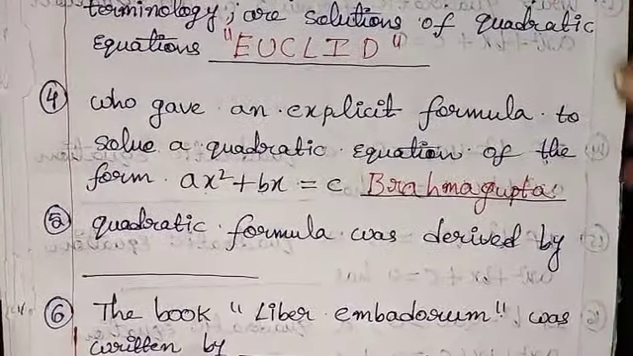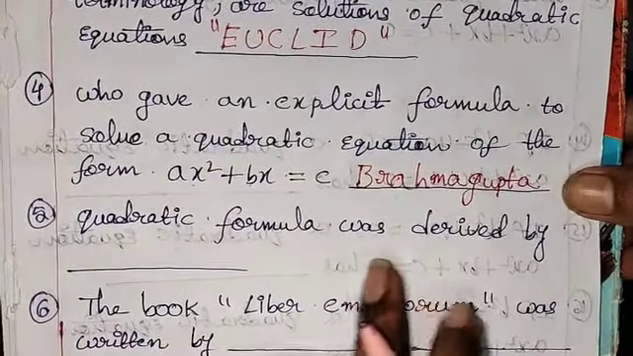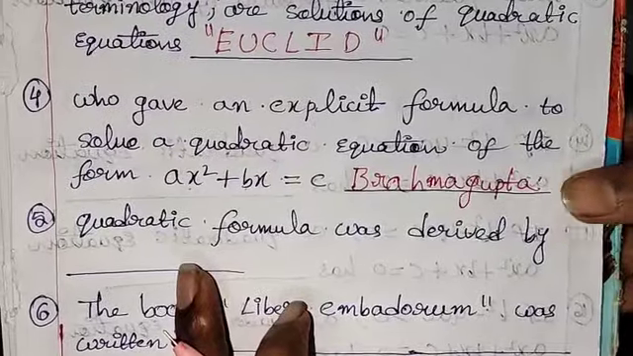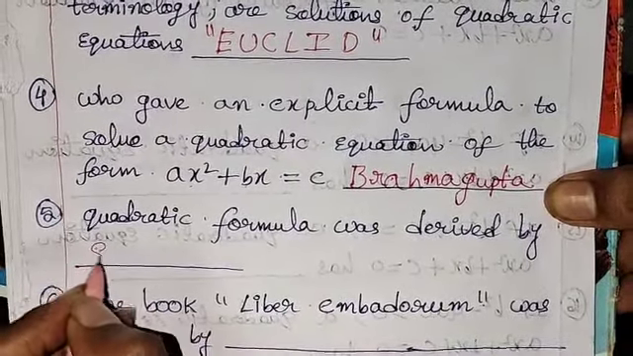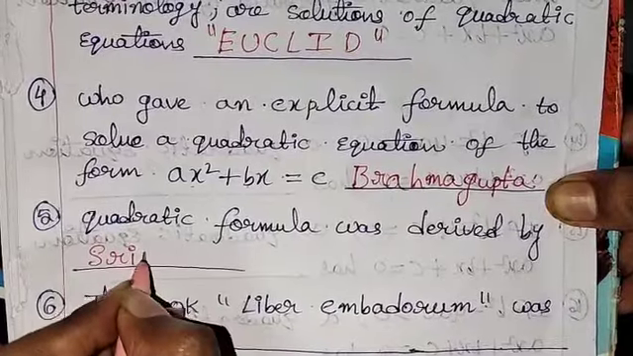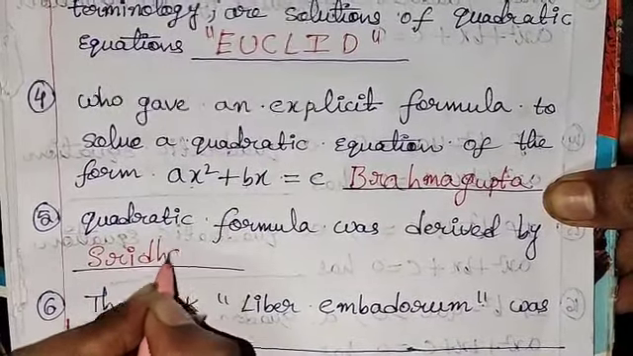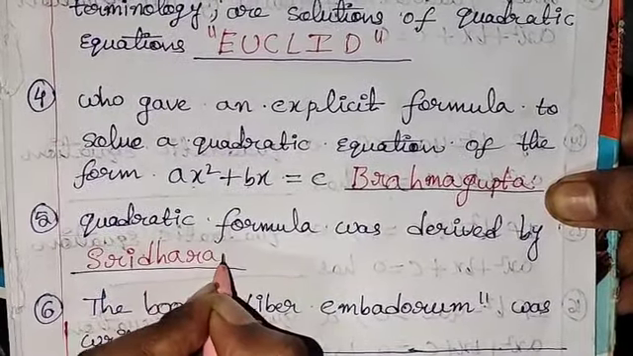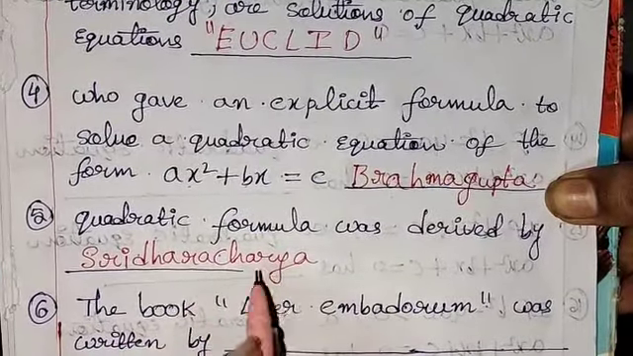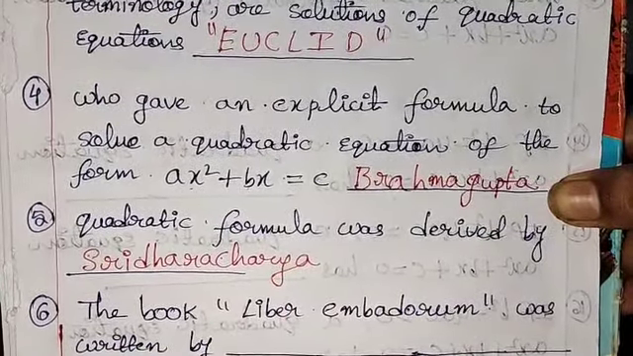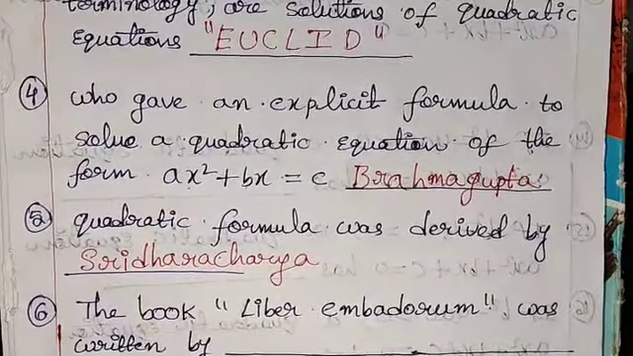Next question. The quadratic formula was derived by, so the famous quadratic formula is derived by the Indian mathematician Sridharacharya. So the answer is Sridharacharya. He developed the quadratic formula: x = (−b ± √(b² − 4ac)) / 2a.